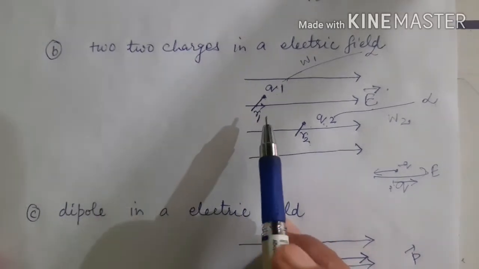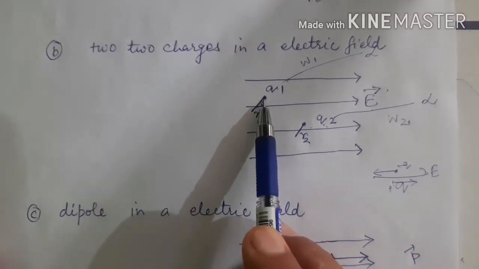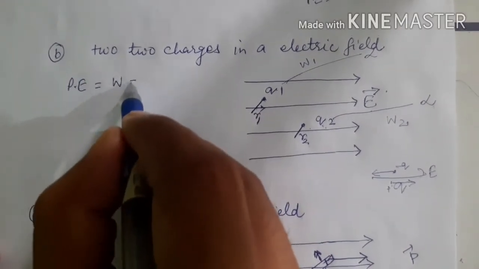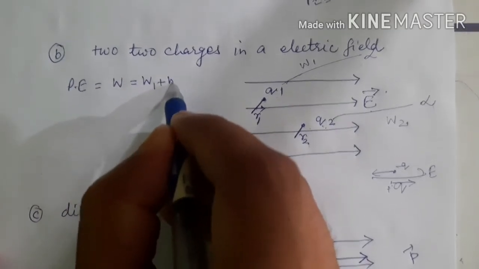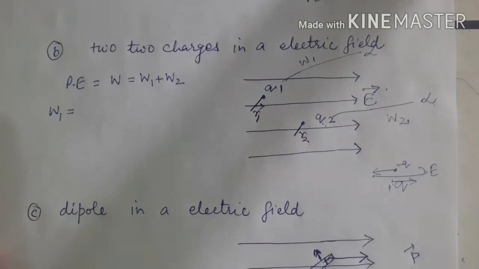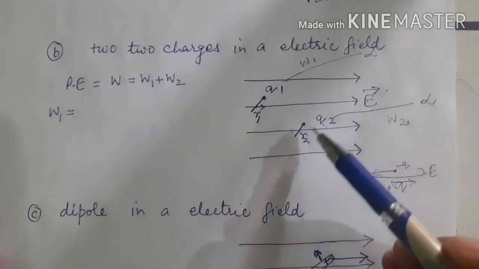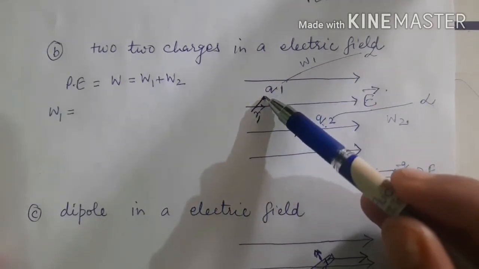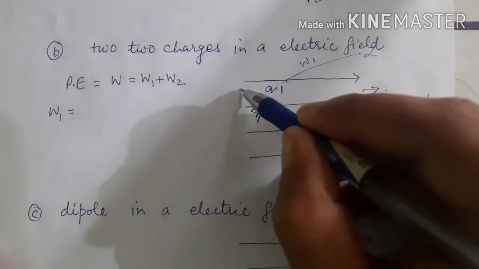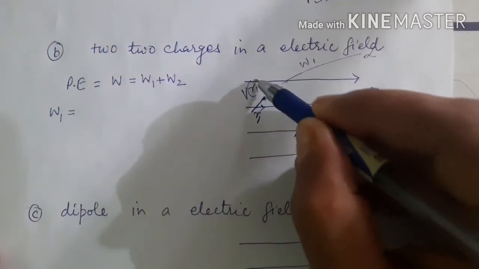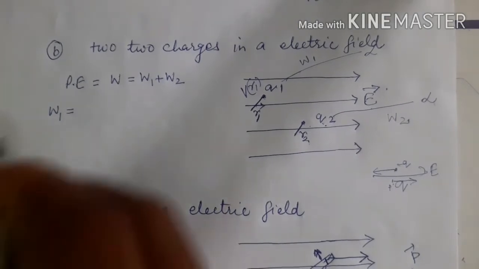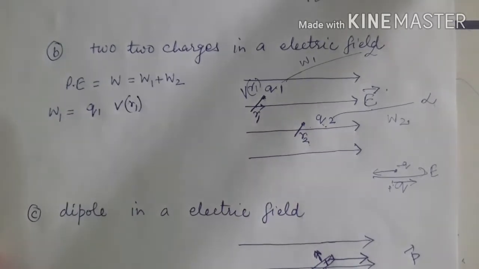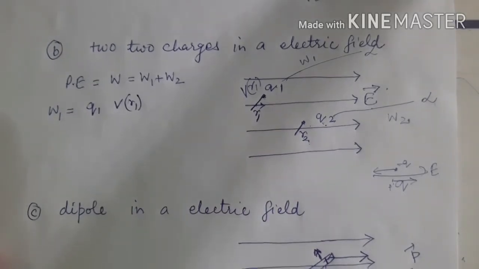So here also, what is the work done for this case? First we will calculate. So potential energy will be equal to the amount of work done, that is equal to W1 plus W2. Now what is the work done W1 to bring this charged particle? Now this charge was at infinity. Now I am bringing this charged particle from infinity to this respective position. If I take the potential at this point as VR1, then what is the work done? That will be the charge multiplied by the potential VR1. So this is your work done to bring the Q1 charge.